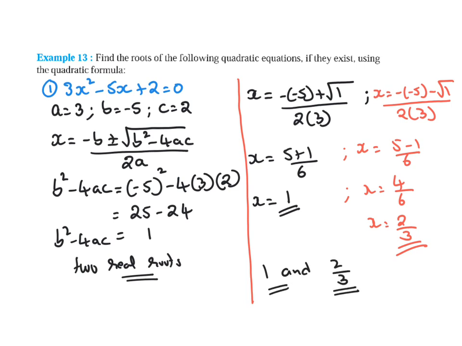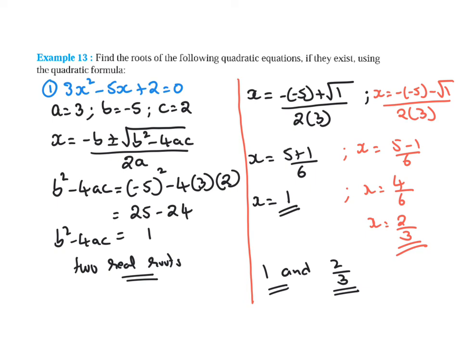Very easy. Apply the formula. Use b squared minus 4ac to determine how many solutions this equation has. And if b squared minus 4ac is less than 0, if it's negative, then there will be no real solution, so you don't have to proceed.